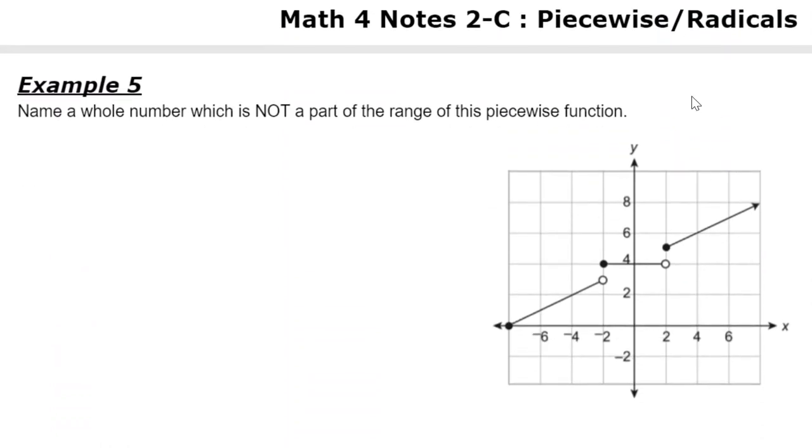All right, this one is a bit of a trick question. Name a whole number. It's been so long since I have played with the whole idea of whole numbers and rational numbers and that sort of thing that I had to go back and refresh my memory that they're really talking about integers here. So, 0, -1, -2, and so on, that would count. Now, which whole number is not a part of the range of the piecewise function?